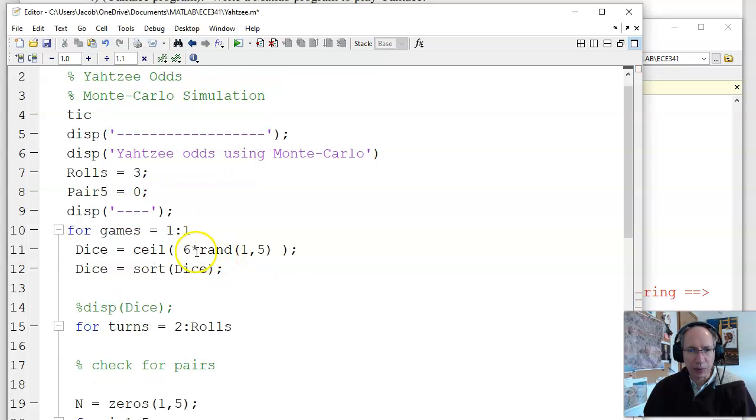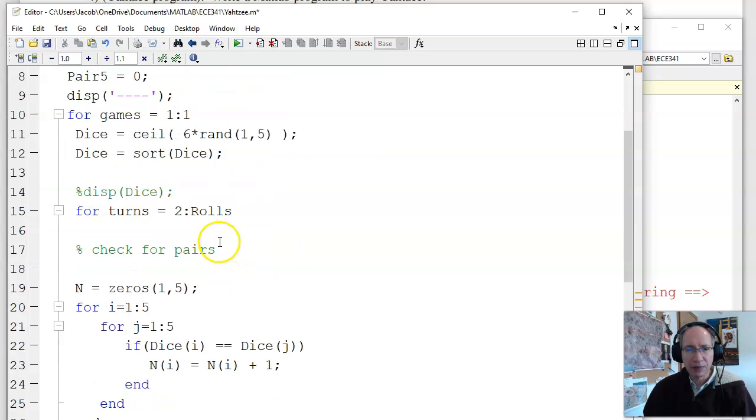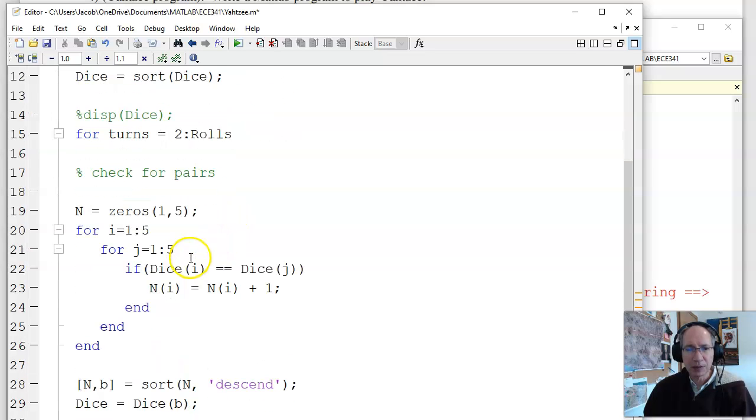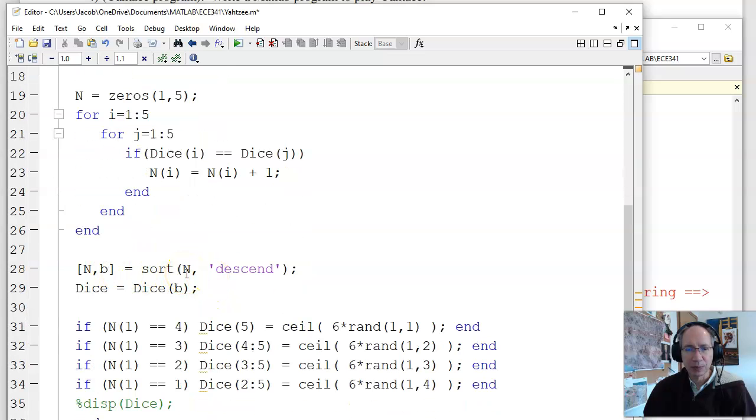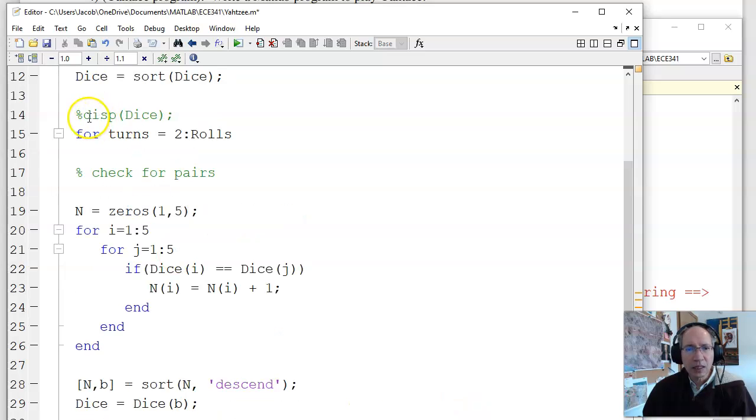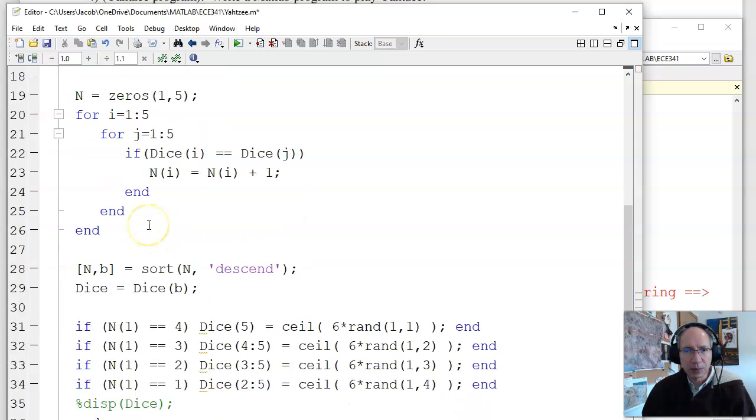And I've got 3 rolls. I'm going to roll 5 dice, and then re-roll them possibly 2 more times. First, I'm going to take the dice, count how many 1s, 2s, 3s, 4s, 5s I have, then sort them. Let's display the original roll.